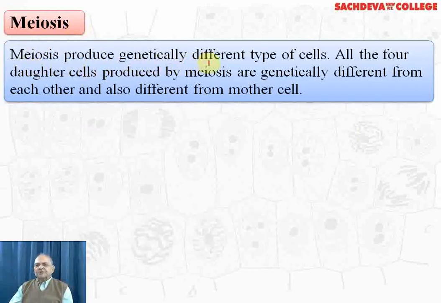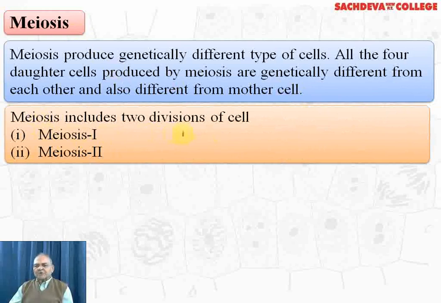Meiosis produces genetically different types of cells. All the four daughter cells produced by meiosis are genetically different from each other and also different from the mother cell. As I told you, this is nature's way of inducing variation.